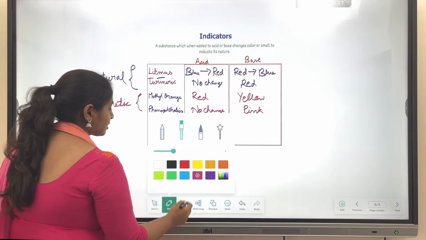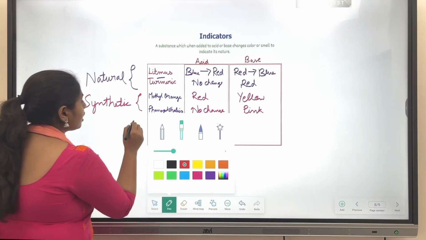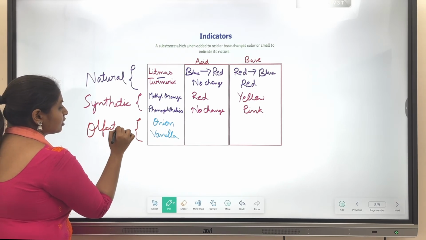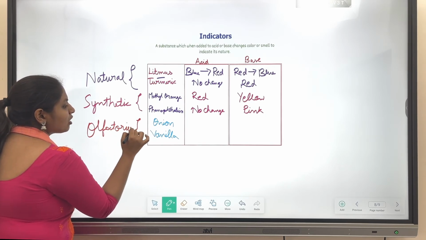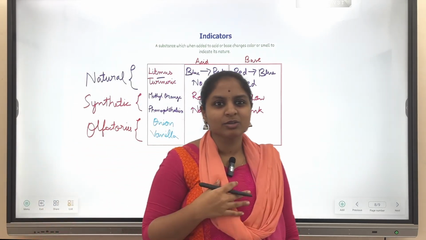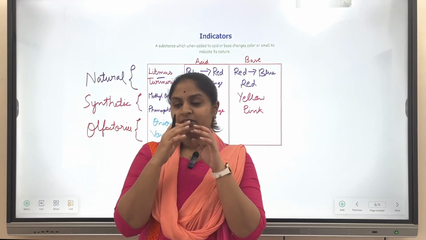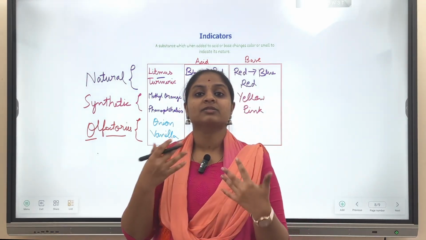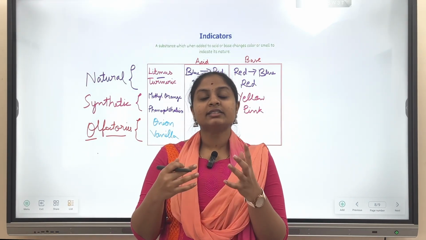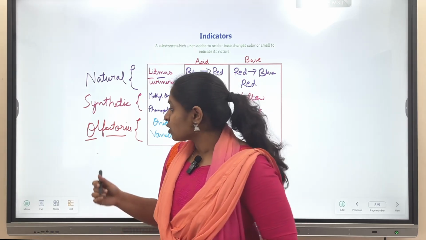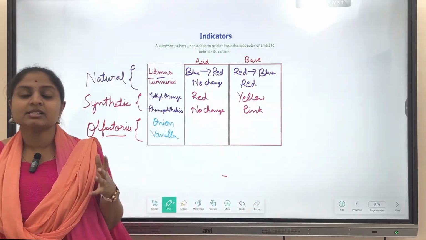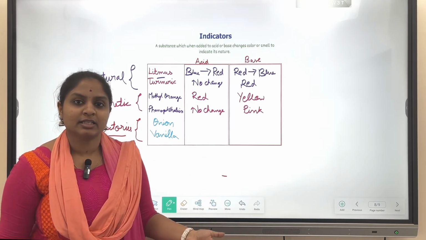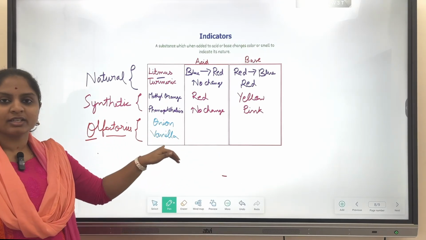Now the last type of indicators are called olfactory indicators. What is this olfactory? The word is a little new, no? The word olfactory means relating to smell or the sense of smell. So olfactory indicators are chemicals that change their smell when they are in acid or base. Some examples are onion and vanilla.